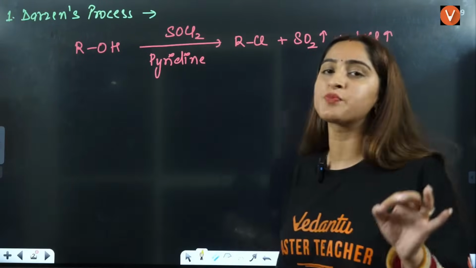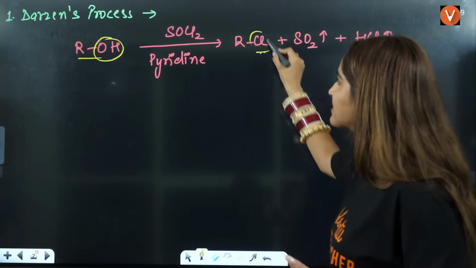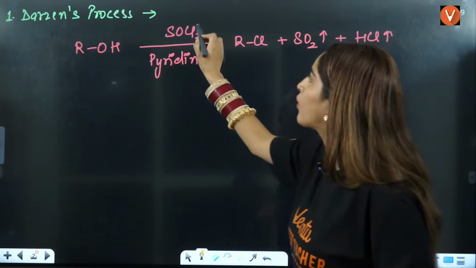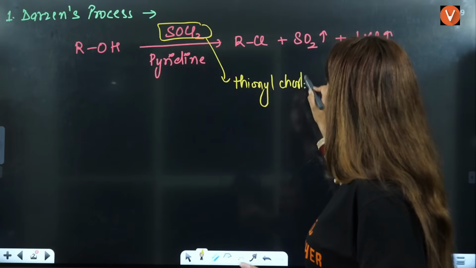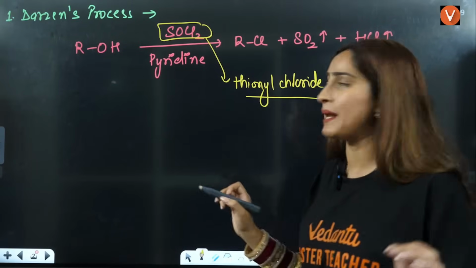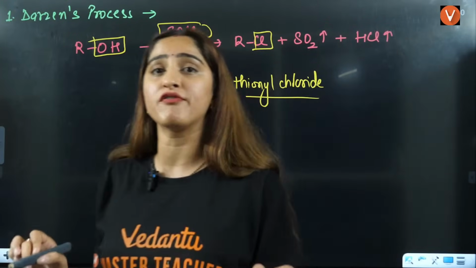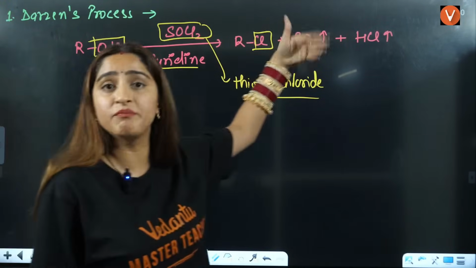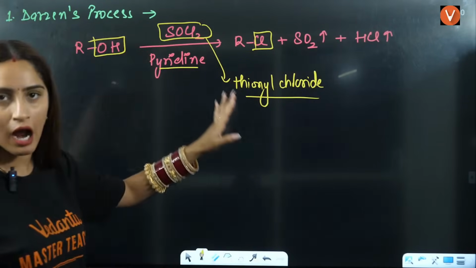So first is Darzens process. Darzens process is when you have ROH and it is converted to RCl. This is in the presence of SOCl2, which is called thionyl chloride, and this occurs in the presence of pyridine. Here the OH is replaced by Cl. This method is preferred because the other byproducts are vapors only, so you get the pure product, that is pure RCl.